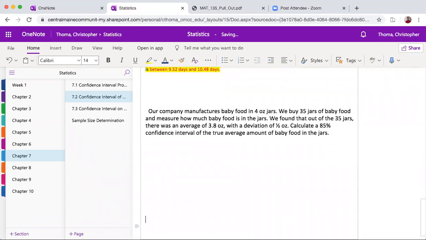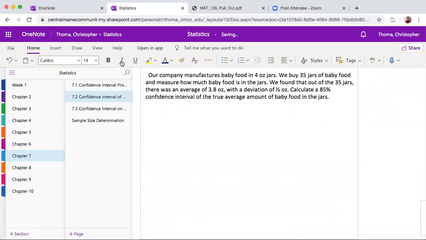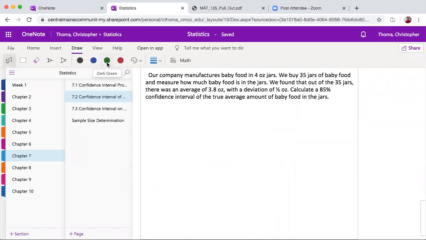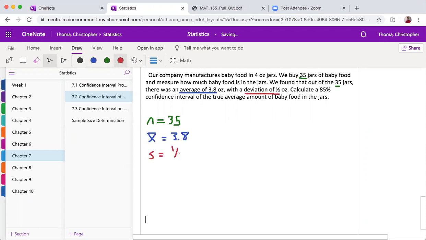Hit enter a couple times, give me some white space to write here. All right, so again, our keywords in here are keywords numbers. We have 35 jars. So N equals 35. We have an average of 3.8. X bar equals 3.8. We have a deviation of 1/2 ounce. S equals 1/2. And we are building a 85% confidence interval on the true average, which means I have to use the T. So I draw my T.